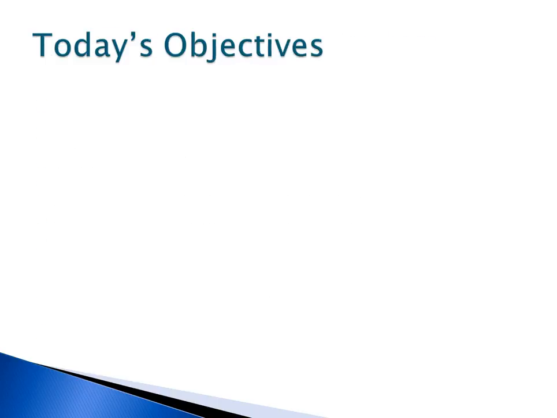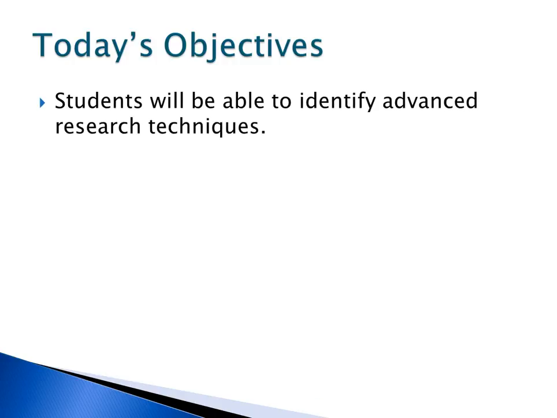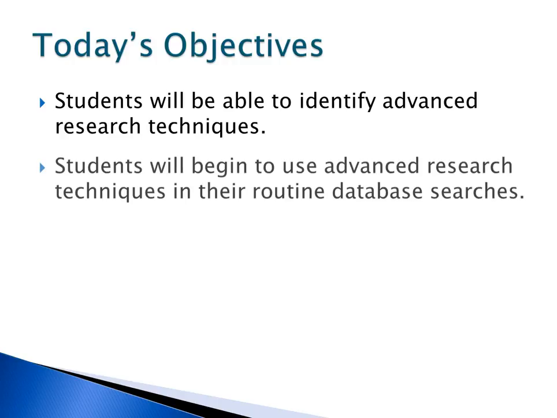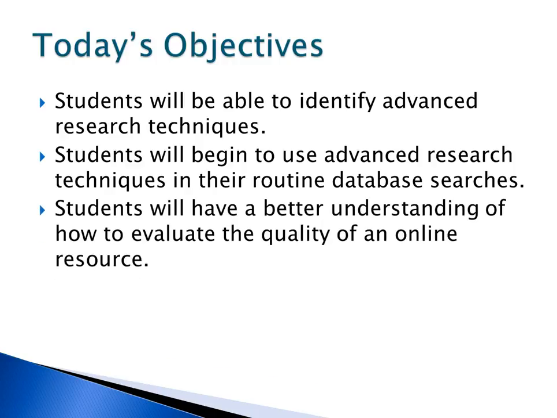Today, we're going to turn our focus onto 3 primary objectives. The first objective is that I want you to be able to identify some advanced researching techniques so that you can go out there and have a more effective search and get items of better quality that are going to be applicable to you in a better frame of time. Once you can identify those, you'll start using those routinely in your database searches. And finally, I want you to have a bit better understanding of how to evaluate internet resources when you do need to go out and find something from the general web.